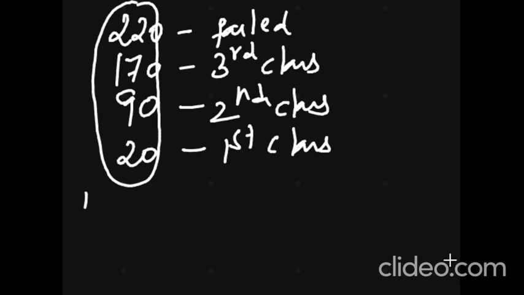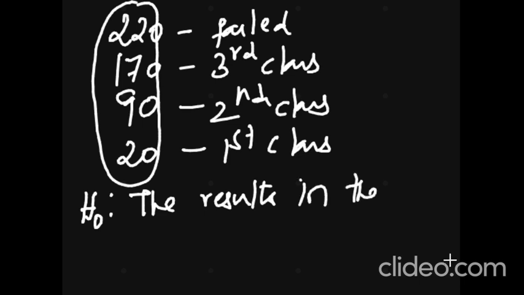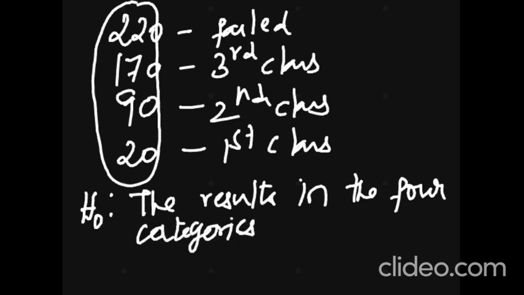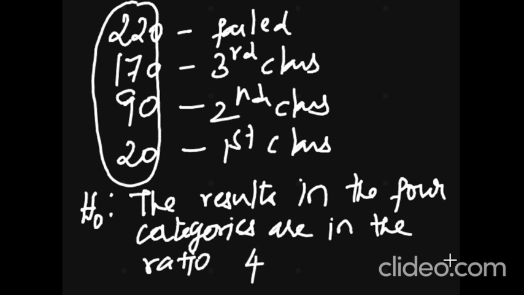First, we have to set H naught. So how will you set H naught here? The results in the four categories are in the ratio 4 is to 3 is to 2 is to 1. This is our H naught.